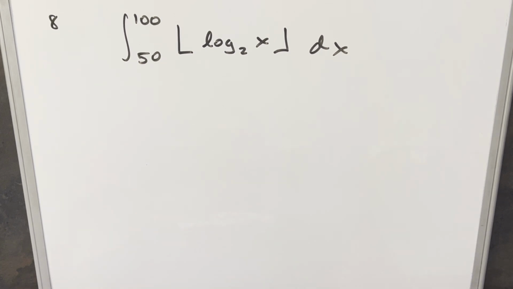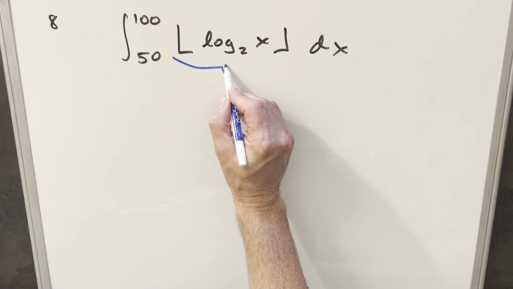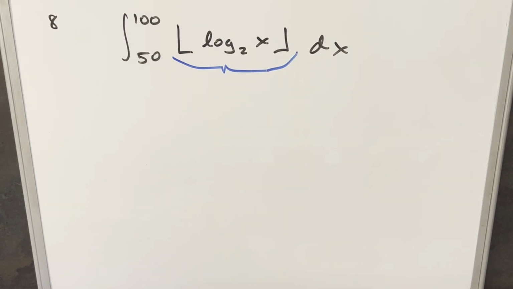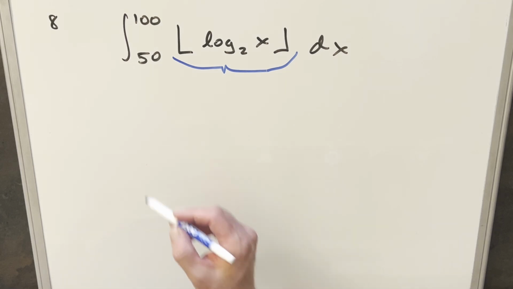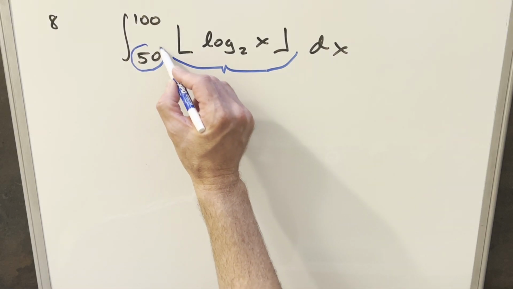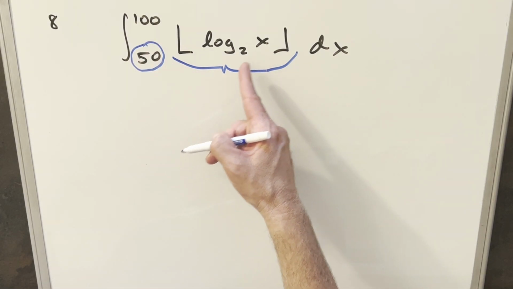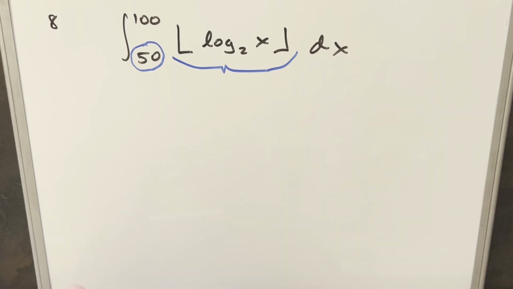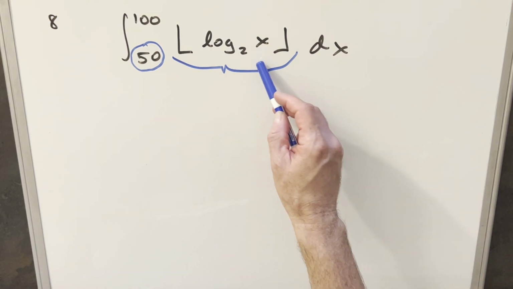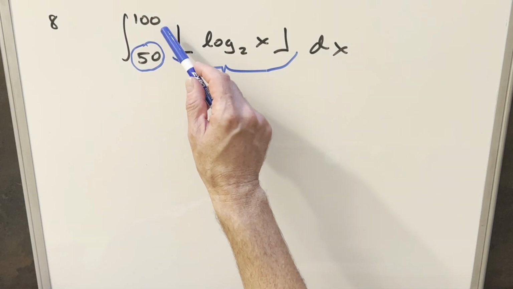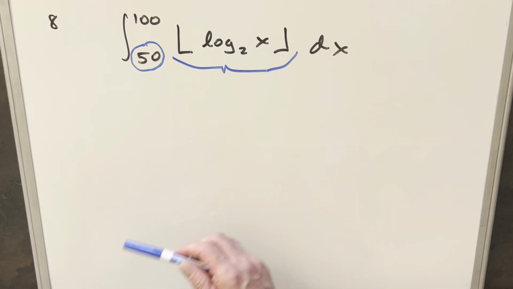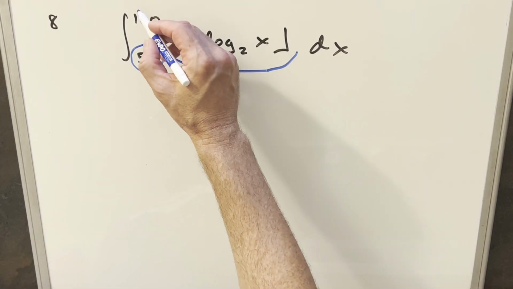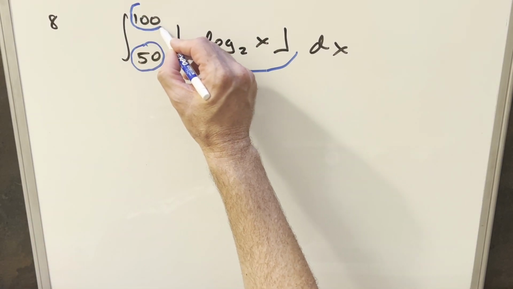Okay, to get started with this, of course, what I want to deal with here is just the floor function. The floor function is going to round us down to the next lowest integer, so it's always going to return an integer. The problem we have is with these bounds here. If you plug in a 50, log base 2 of 50 is going to be like 5.6 or something. Well, the floor is just going to round us down to 5. But then up at 100, it's going to be somewhere over 6 and the floor is going to round us down to 6.